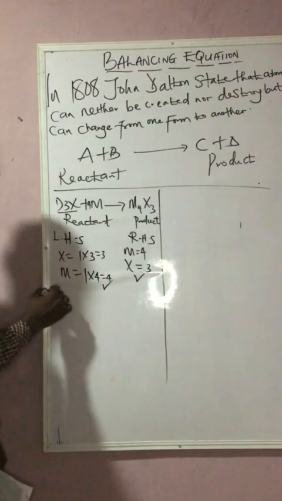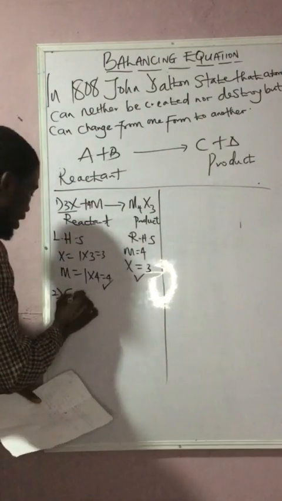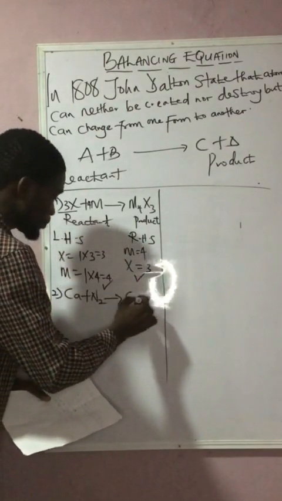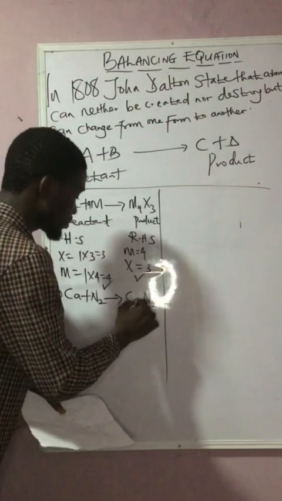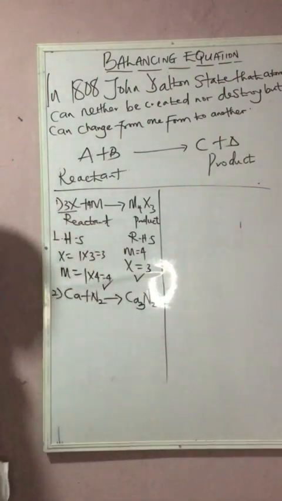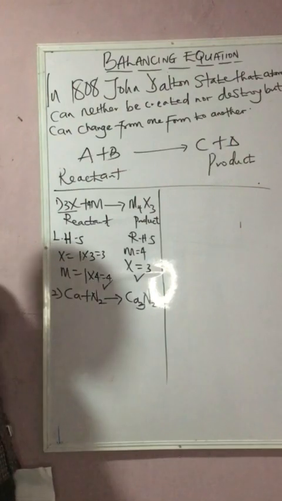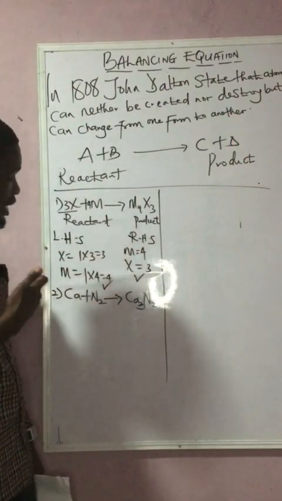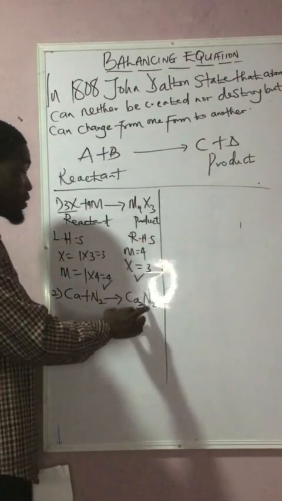So let's take a look at another example. Here I'll be using a compound. I have calcium plus nitrogen gas, then I have this. So class, by looking at this now, I have calcium here, I have my nitrogen gas here. So going to the other side, the number of atoms attached to calcium is 3, while we have nitrogen molecules.